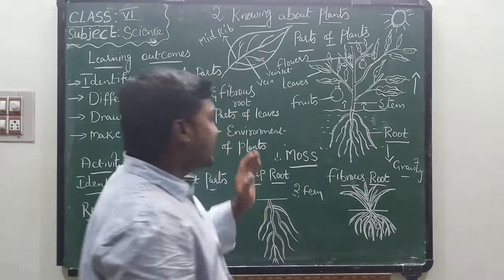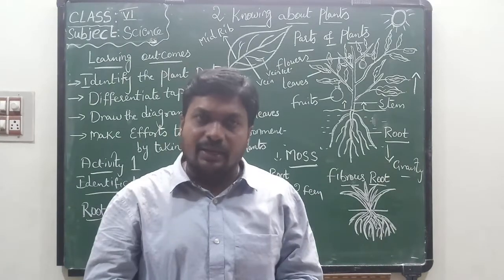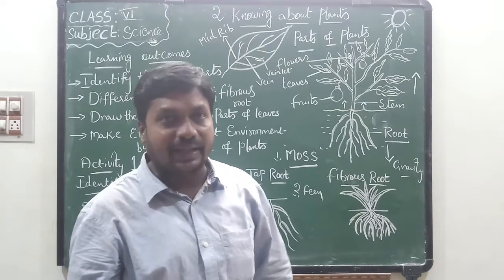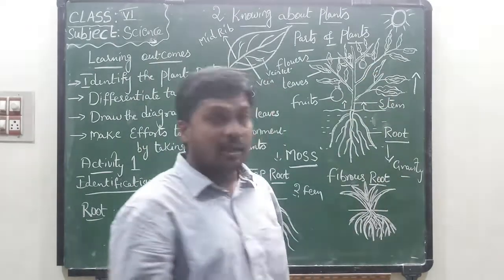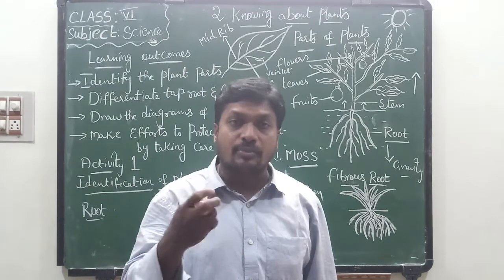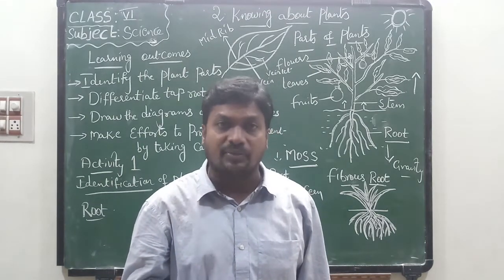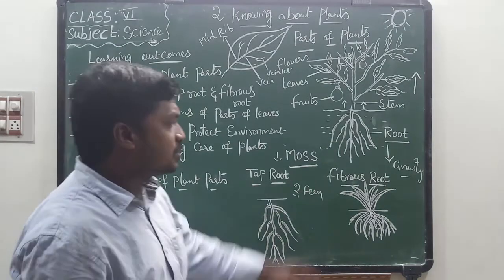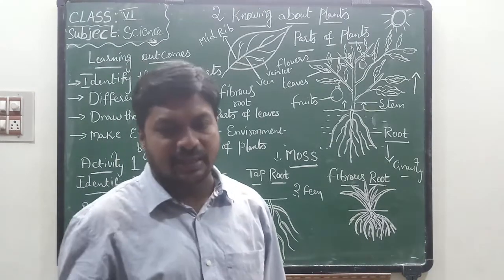So, root is the part which is present inside the soil, grows towards gravity and against sunlight. This root is helpful to absorb water along with minerals from soil and transport to all parts of the plant. Now, I will explain about two types of roots in this section.